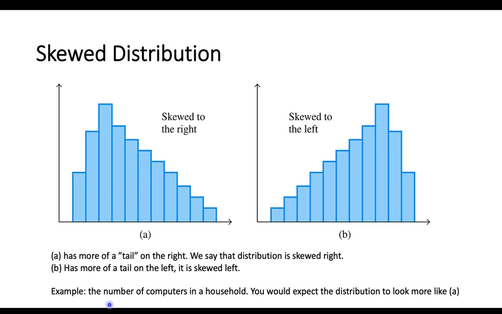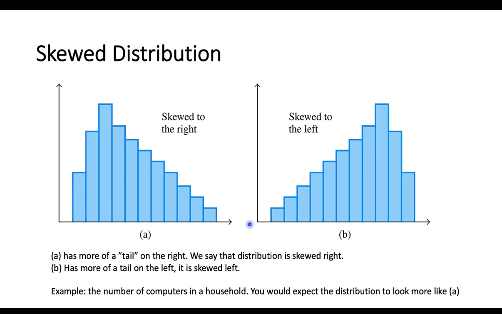And then an example of this that would be most like example A would be if you were going to poll all your classmates and ask how many computers are in their household. You would expect that most houses are going to have 1 or 2 or maybe 3 computers. The chance that they would have like 10 computers in their house is very small. So the frequency would be really small. So that's an example of a skewed distribution.